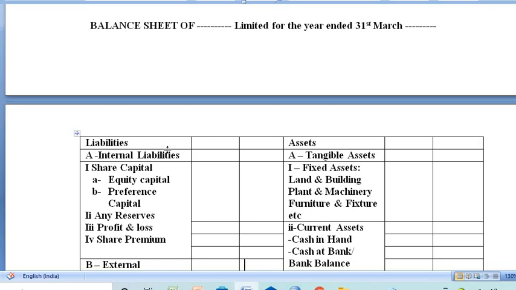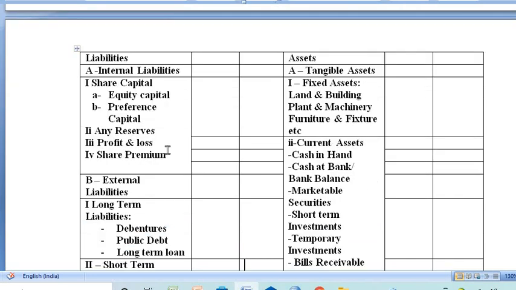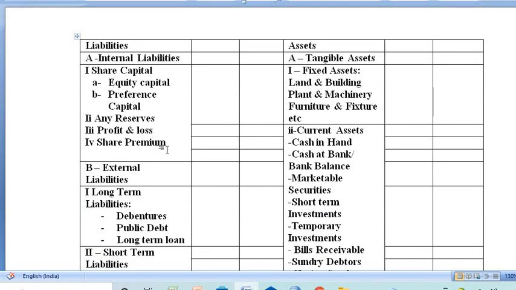See the liability side. The liabilities are classified into two categories: one is internal liability, another one is external liability. Under internal liability, I mentioned only the 4 important items. Number 1 will be share capital, number 2 reserves, number 3 profit and loss, and number 4 share premium. First we'll see what is the term internal liability.